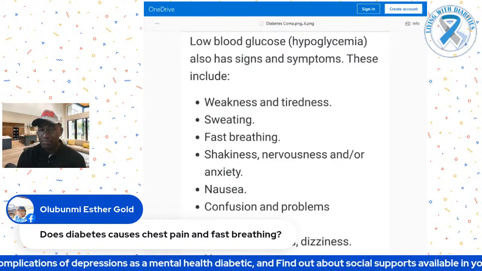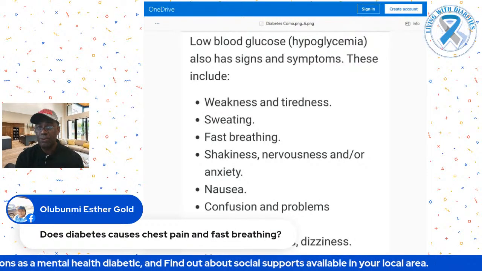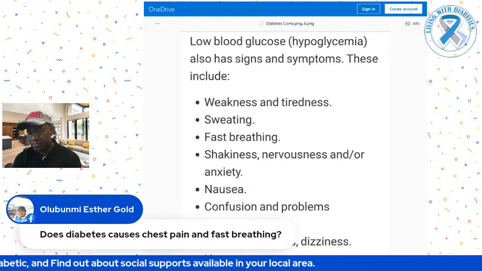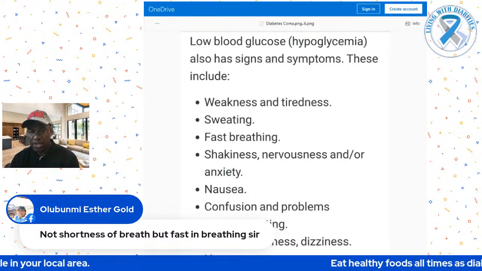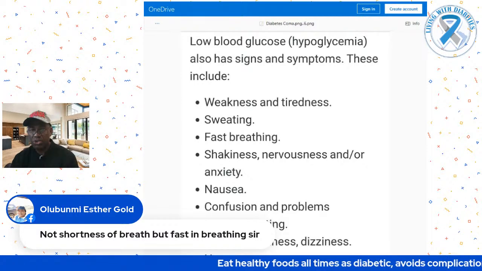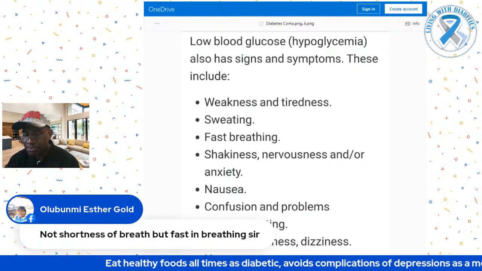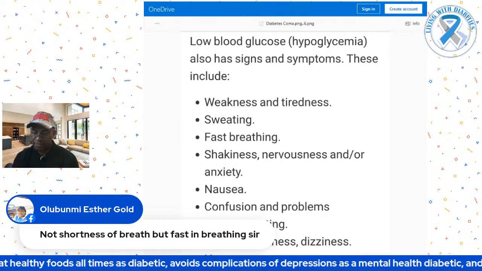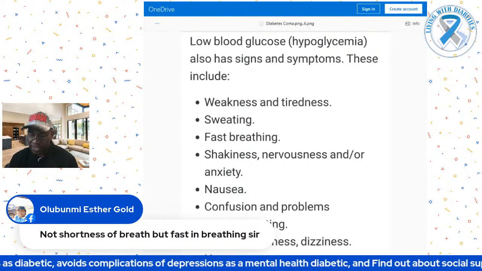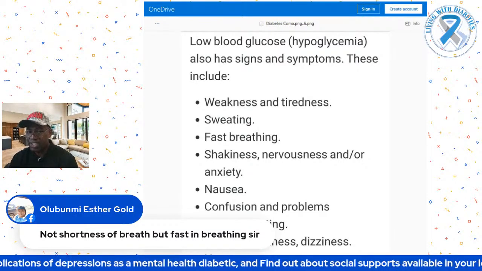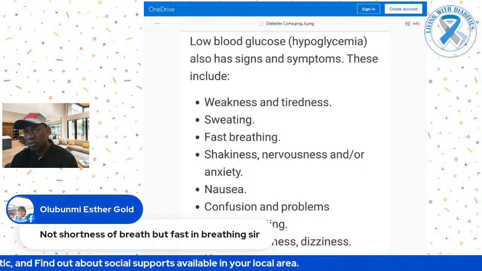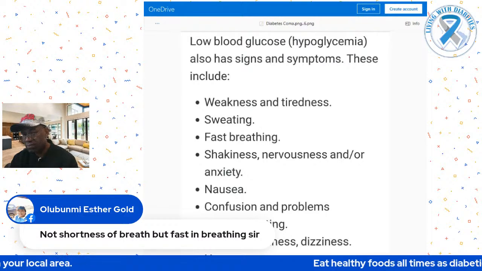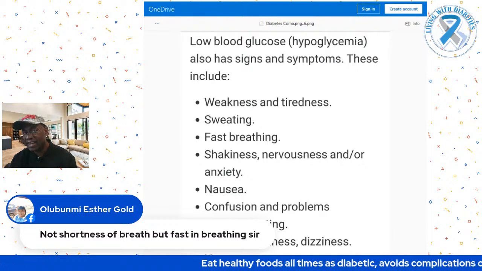Now, on the fast breathing, I'm sharing a screen on the video, Olubimi. If you are having fast breathing, look at the symptoms of low blood sugar. If you can see the screen from your phone or your computer, it says low blood glucose. These are the signs and symptoms of when your blood sugar is low. So when your blood sugar is low, one of the symptoms is fast breathing.